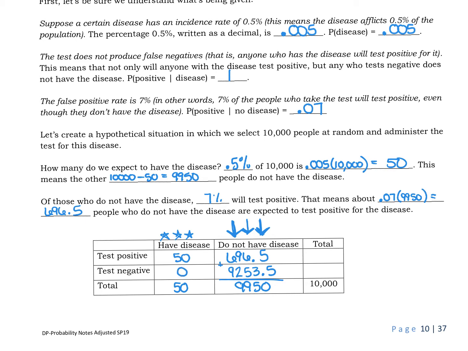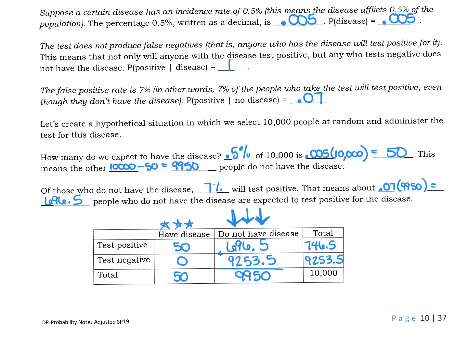And then we can find the totals in that last column by simply adding the numbers in each row. So 50 plus 696.5 is 746.5, and obviously 0 is easy to add to 9,253.5. And you can double check that those two numbers that we just wrote in really truly do add to 10,000.